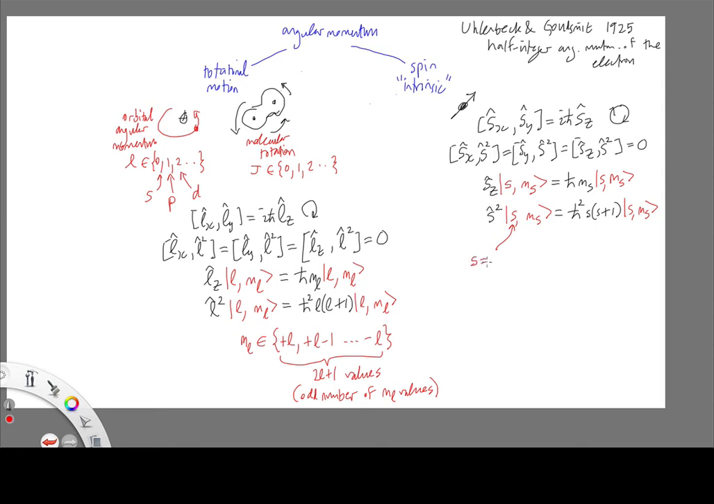So s is intrinsic to the particle, and each particle in nature has its own value of s. For example, for the electron, s is 1/2. For the proton, similarly, s is 1/2. The neutron is also a spin-half particle. And the only one we come across in chemistry which doesn't have spin 1/2 is the photon, the particle of light, which has spin 1.